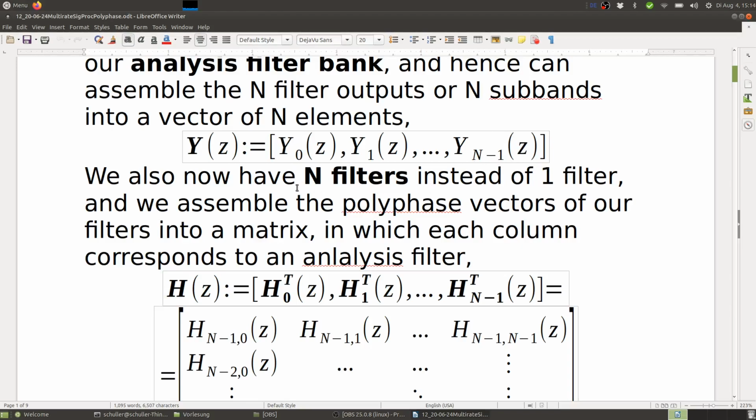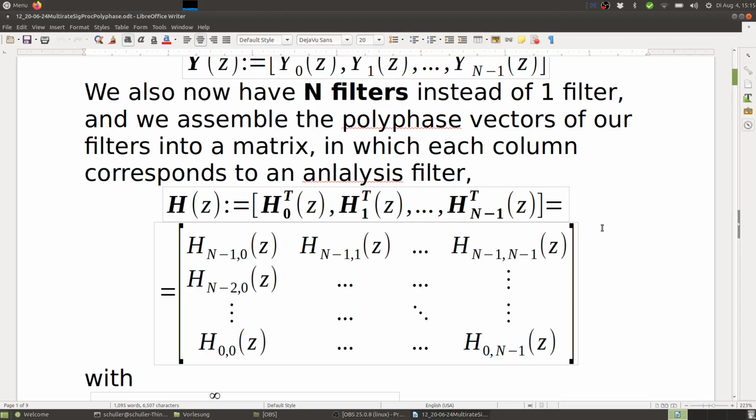So we also now have N filters instead of just one filter. And we assemble the polyphase vectors of our filters into a matrix in which each column corresponds to an analysis filter. So this is what we can see here. Remember, last time one filter impulse response corresponded to a column vector, and now we have N column vectors. And those N column vectors basically result in a square-shaped matrix, which you can see here.